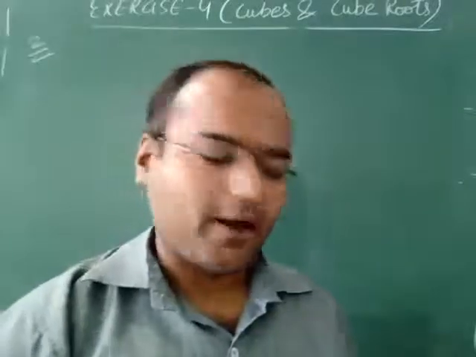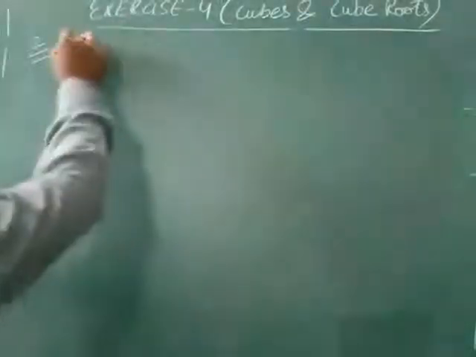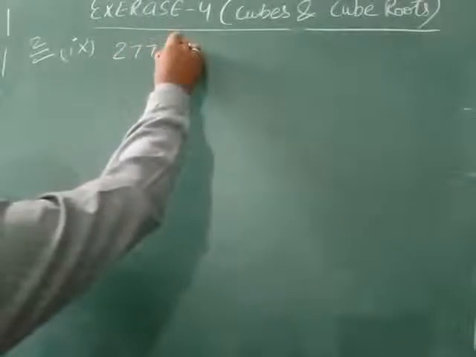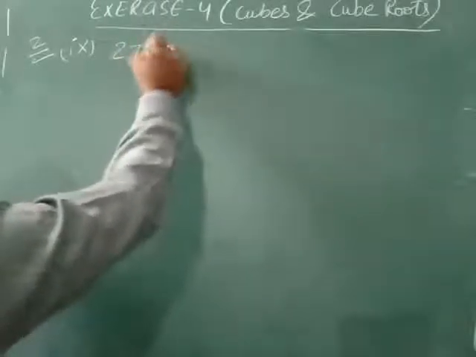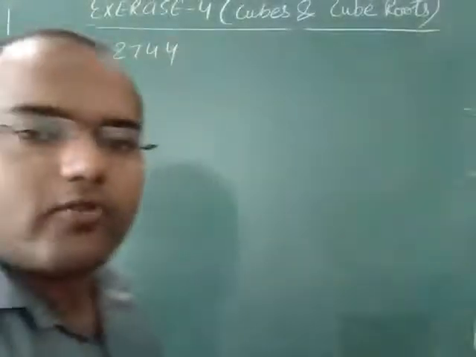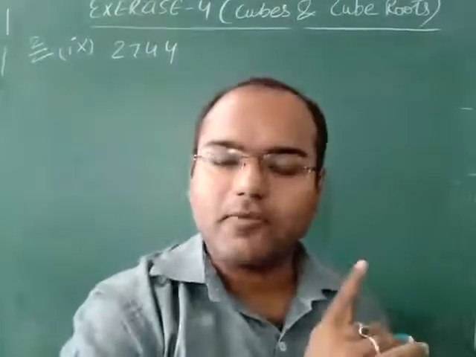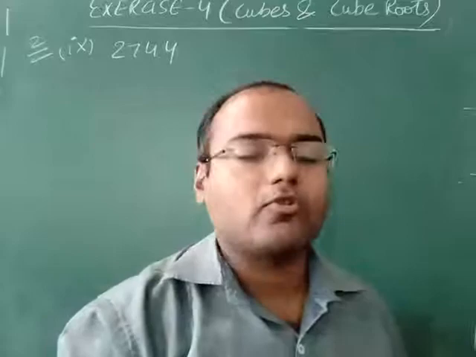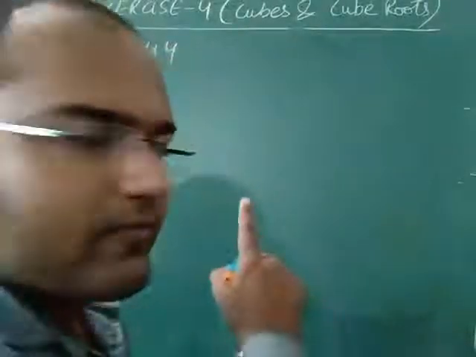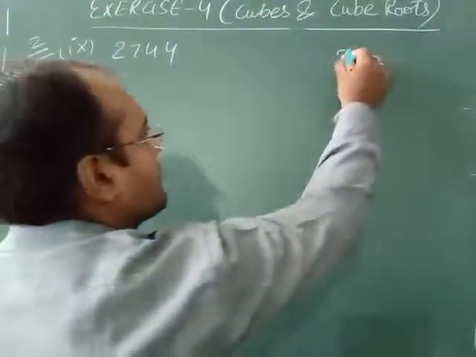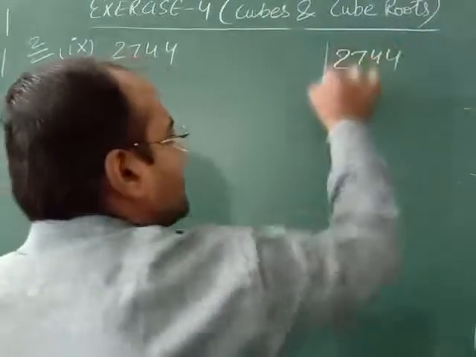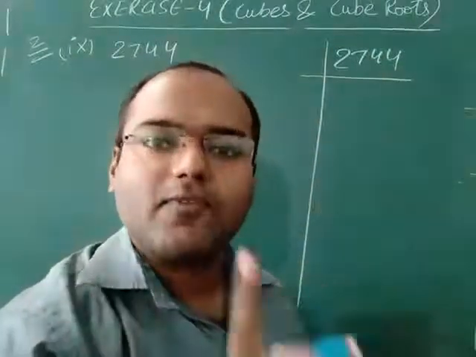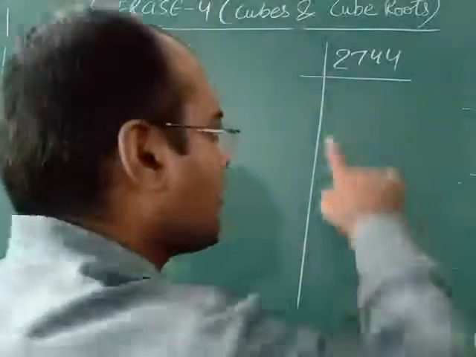Now see ninth part. 2744. We have to check whether this is a perfect cube or not. And if it is a perfect cube, then we also have to tell whose perfect cube it is. So first we check whether it is a perfect cube or not. So first of all, prime factor you have to find, and prime factor you have to show. This is a fair work. This is not rough work. You have to show it.